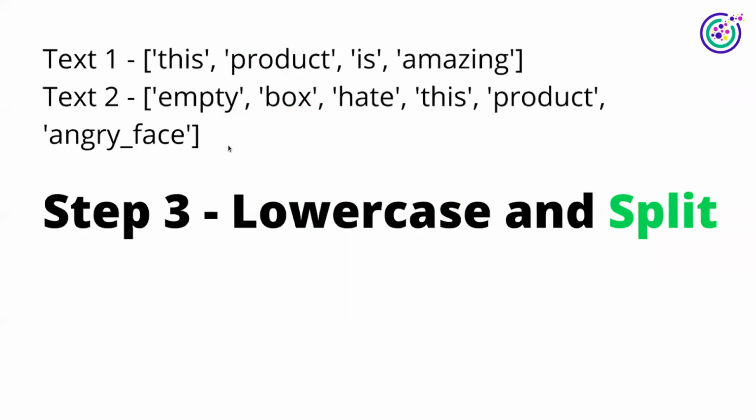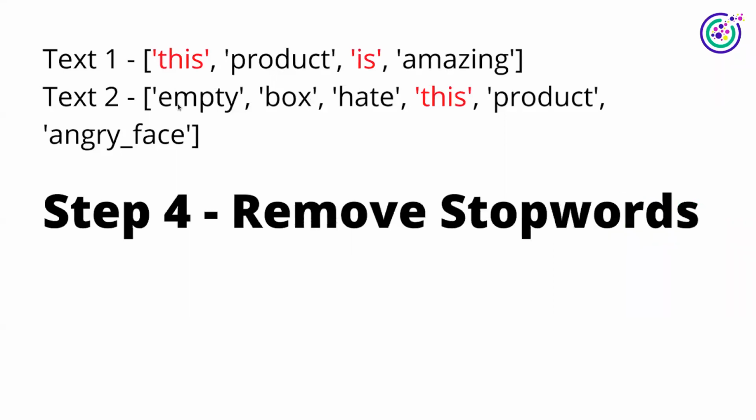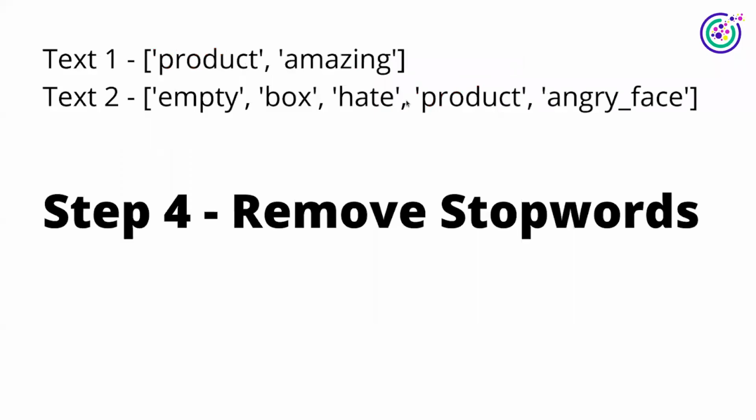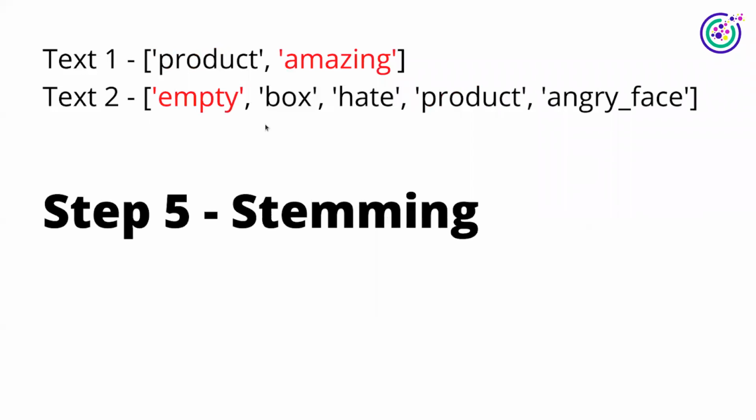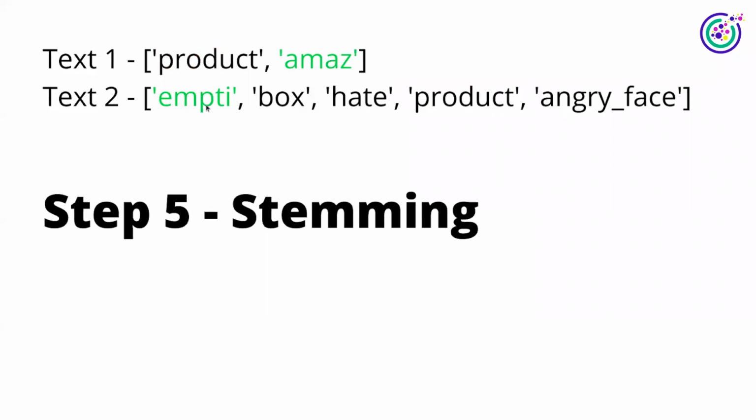Once you split it, you go over each word and start to remove the stop words. Stop words in these two are this, is, and this. So you'll remove them, and this will be the final list that you'll have after removing the stop words, right? Once you remove the stop words, you'll be stemming it. So after stemming, amazing and empty will be stemmed. Rest are fine, but amazing and empty will be stemmed, right? And after stemming, this will be the form they'll both be in. Amazing will be converted to AMAZ, and empty will be converted to EMTI, right? So this will be the final form of our texts.